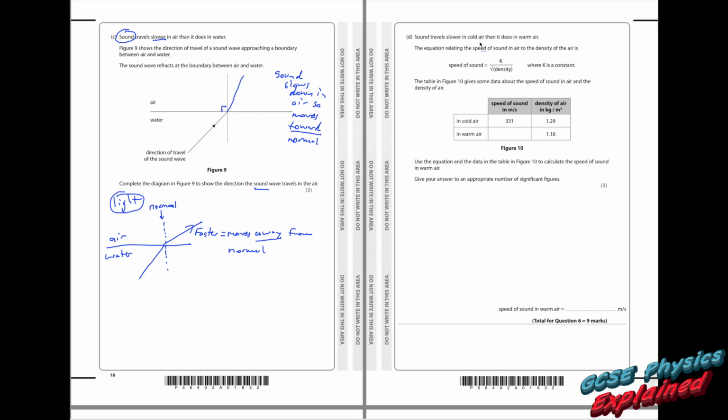Question D. Sound travels slower in cold air than it does in warm air. The equation relating the speed of sound in air to the density of the air is speed of sound equals k divided by the square root of the density, where k is a constant. The table in figure 10 shows some data about the speed of sound in air and the density of air. Use the equation and the data in the table in figure 10 to calculate the speed of sound in warm air. Give your answer to an appropriate number of significant figures.